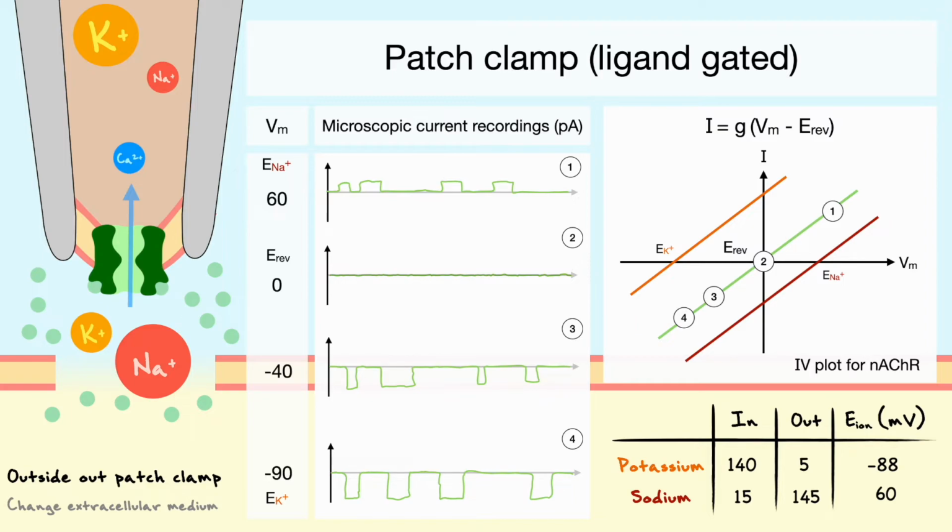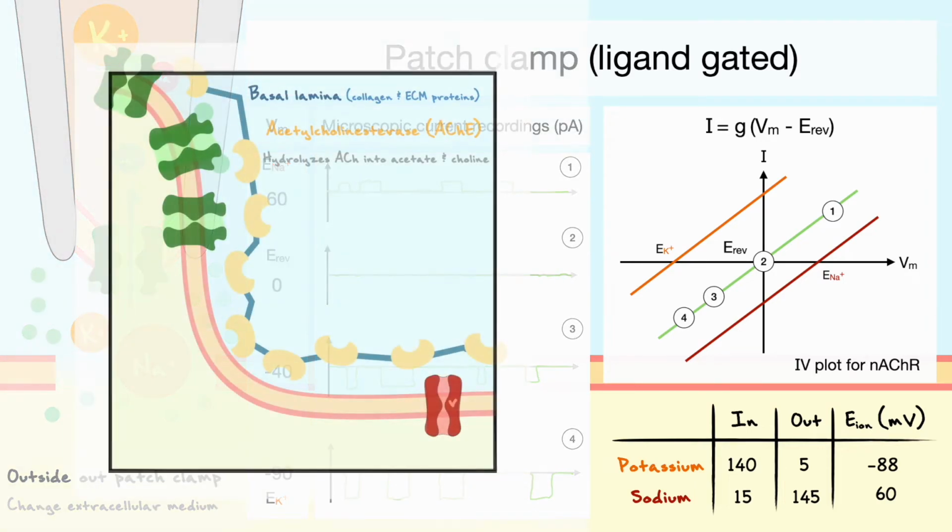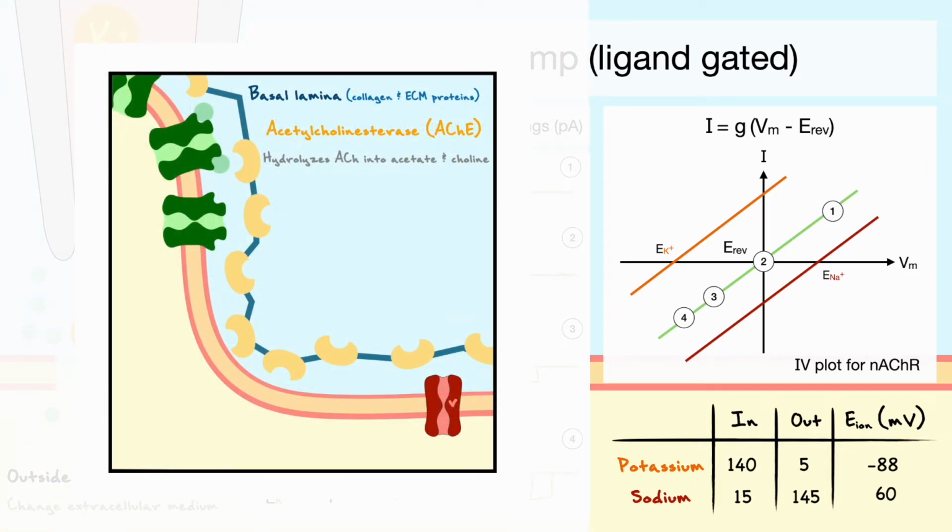Nonetheless, this is good enough to support the idea that potassium and sodium are the main ions flowing through. With this IV curve, we can now get more insight on what happens at the ionic level for the neuromuscular junction. Remember that in this figure on the left, we are looking at a close-up of the muscle fiber. But for the moment, let's just consider one open channel.